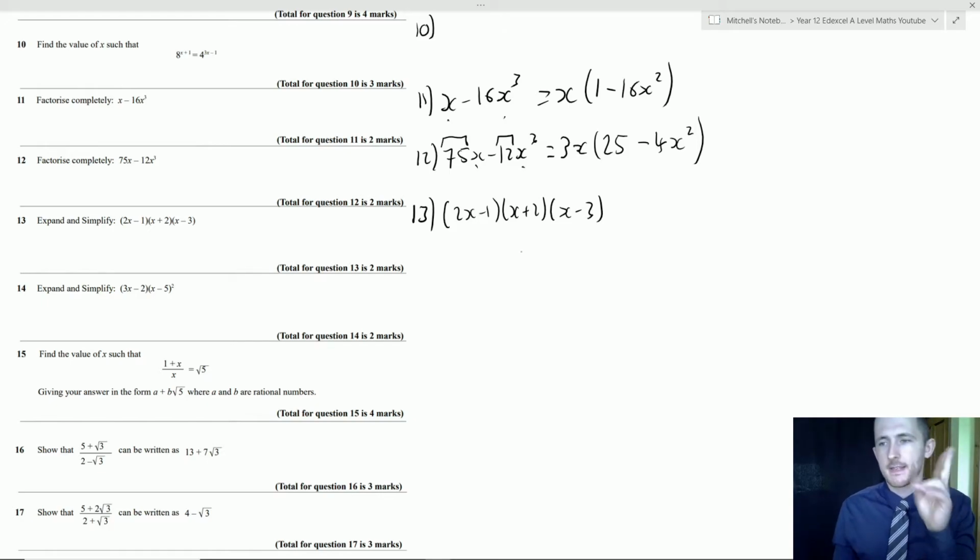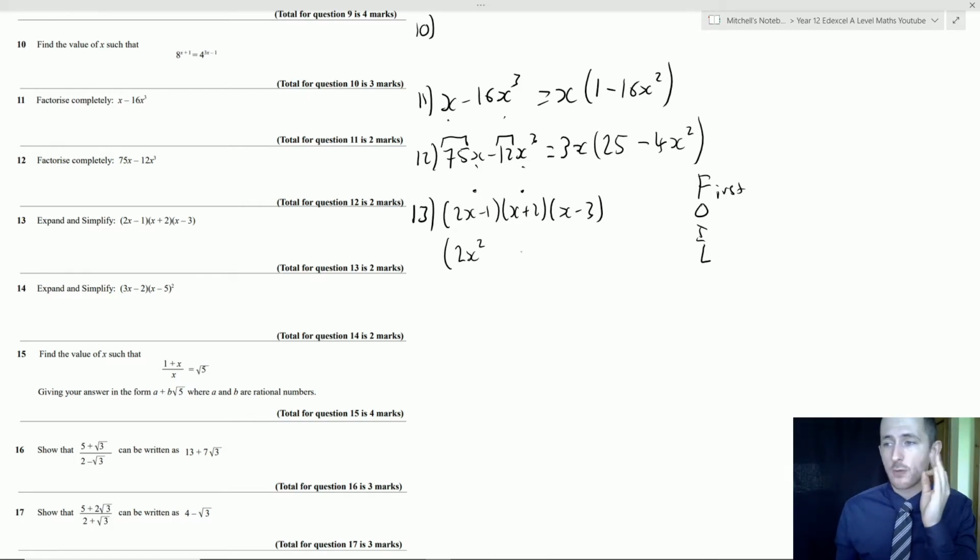Pick 2 brackets and expand them. I normally just do the first 2. So we're going to expand these 2 brackets. Okay, and you remember your FOIL? First, right? So we multiply the first 2 terms. So the first term of each bracket. 2x times x, 2x squared.